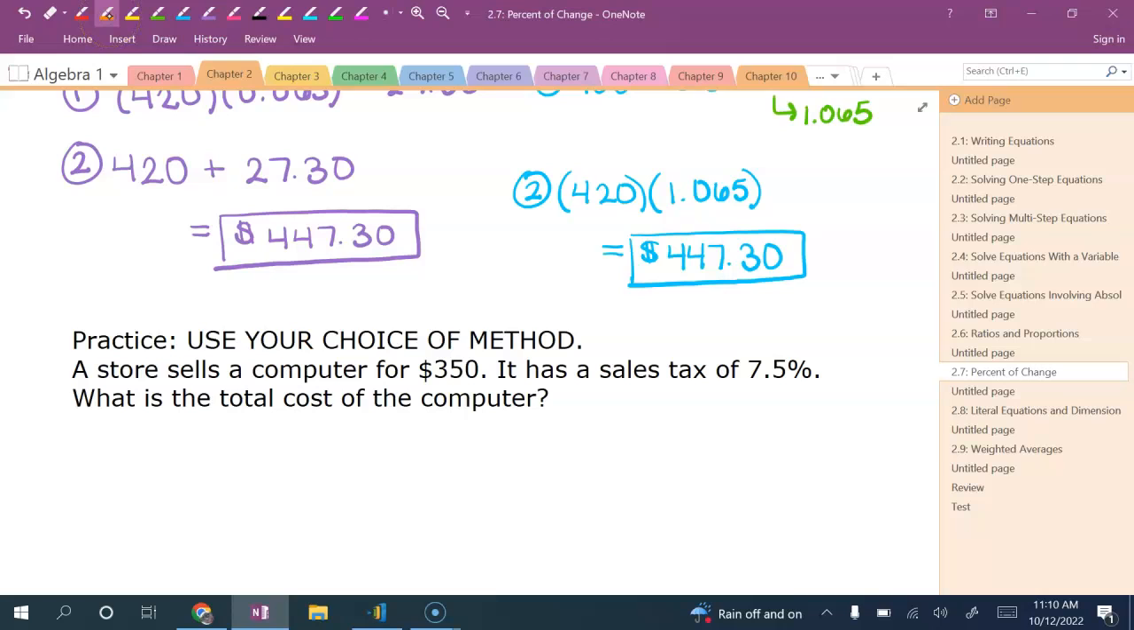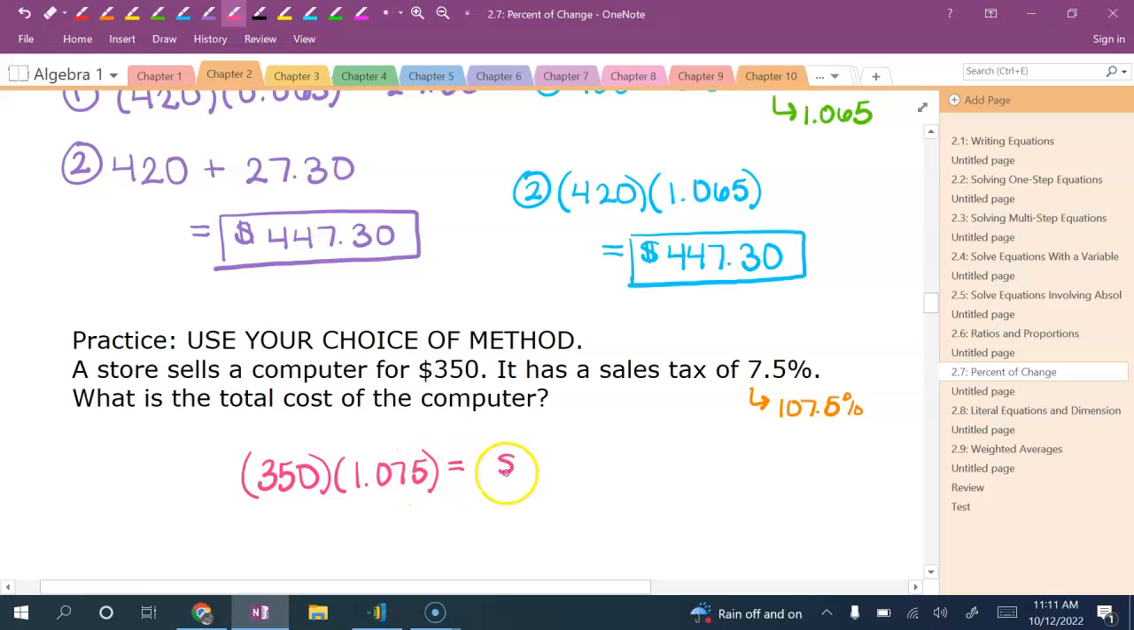So I like the second method better. So what I would have done is converted this to 107.5%, which as a decimal would be 1.075. So I took 350 times 1.075 to get a cost of $376.25.